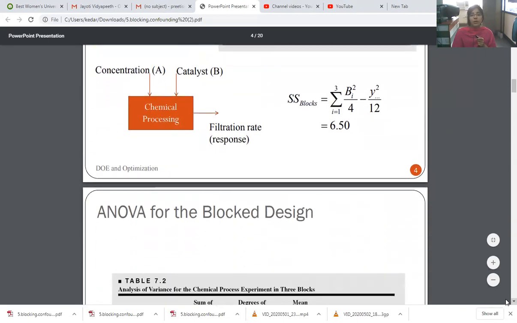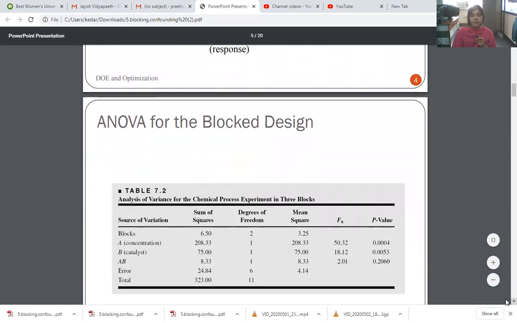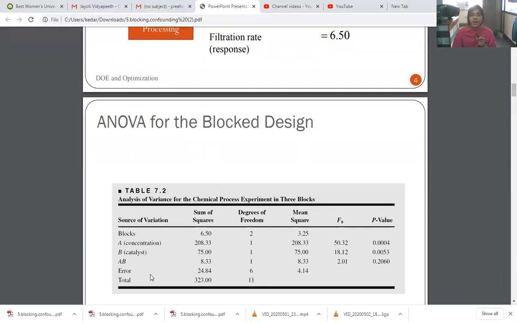Now we come to the ANOVA. ANOVA for the block design is very important for blocking. This is the table for the block design: analysis of variance for the chemical process experiment divided into 3 blocks. The columns are source of variation, sum of squares, degrees of freedom, mean square, F0 and P-value. The sources of variation are blocks, A concentration, B catalyst, AB, error and total. These are the sums of squares and degrees of freedom.